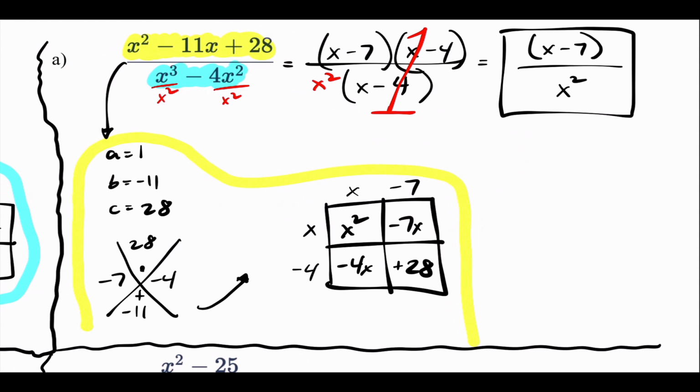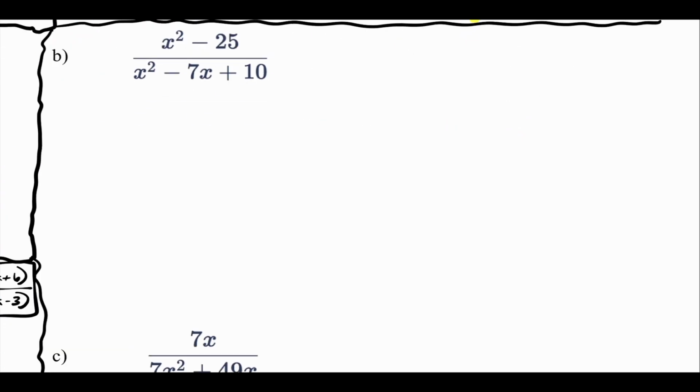Okay. So letter B, we got 2 more. 2 more, that's it. I'm not going to give you any more extra problems. Okay. 2 more, and that's it. Okay, so the next one.